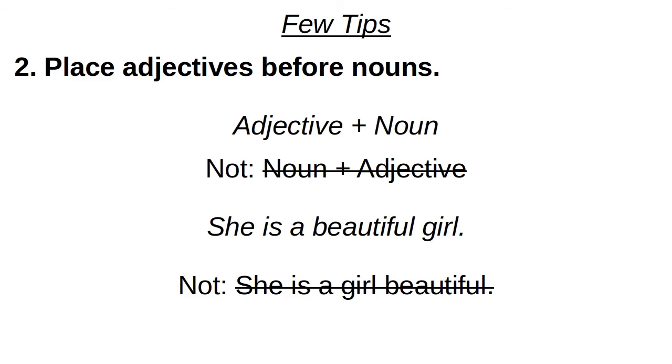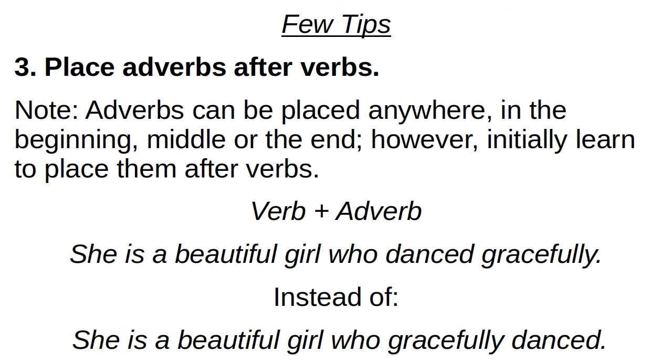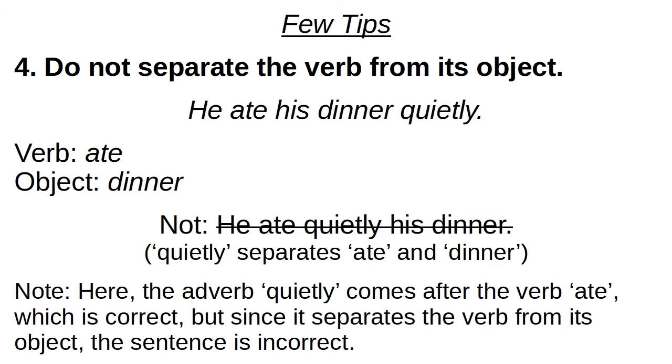Now adjectives must come before nouns. She is a beautiful girl. She is a girl beautiful. No, this is wrong. Clear? Similarly, we place verbs before an adverb. So verb comes first and then comes the adverb. Verb plus adverb. Previously it was noun plus adjective. Here it is verb plus adverb. Clear? Okay. When a verb comes and if you have an adverb, then don't put the adverb in between the verb and the object. Don't separate the verb from its object.